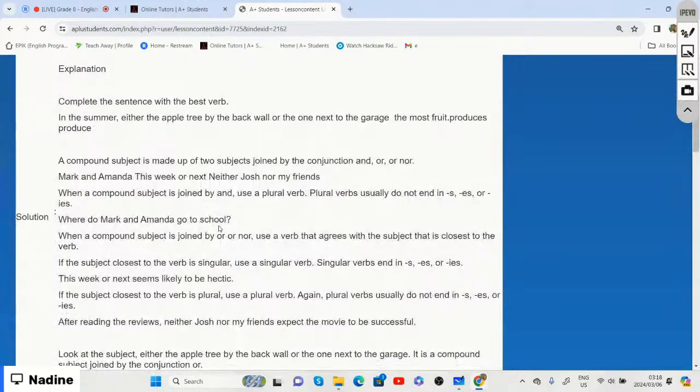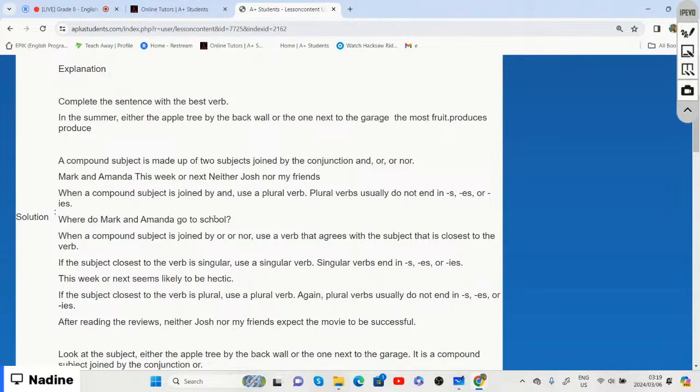We said a compound subject is made up of two subjects joined by a conjunction, which is and, or, nor. For example, Mark and Amanda, this week or next, neither Josh nor my friends. Those are compound subjects.